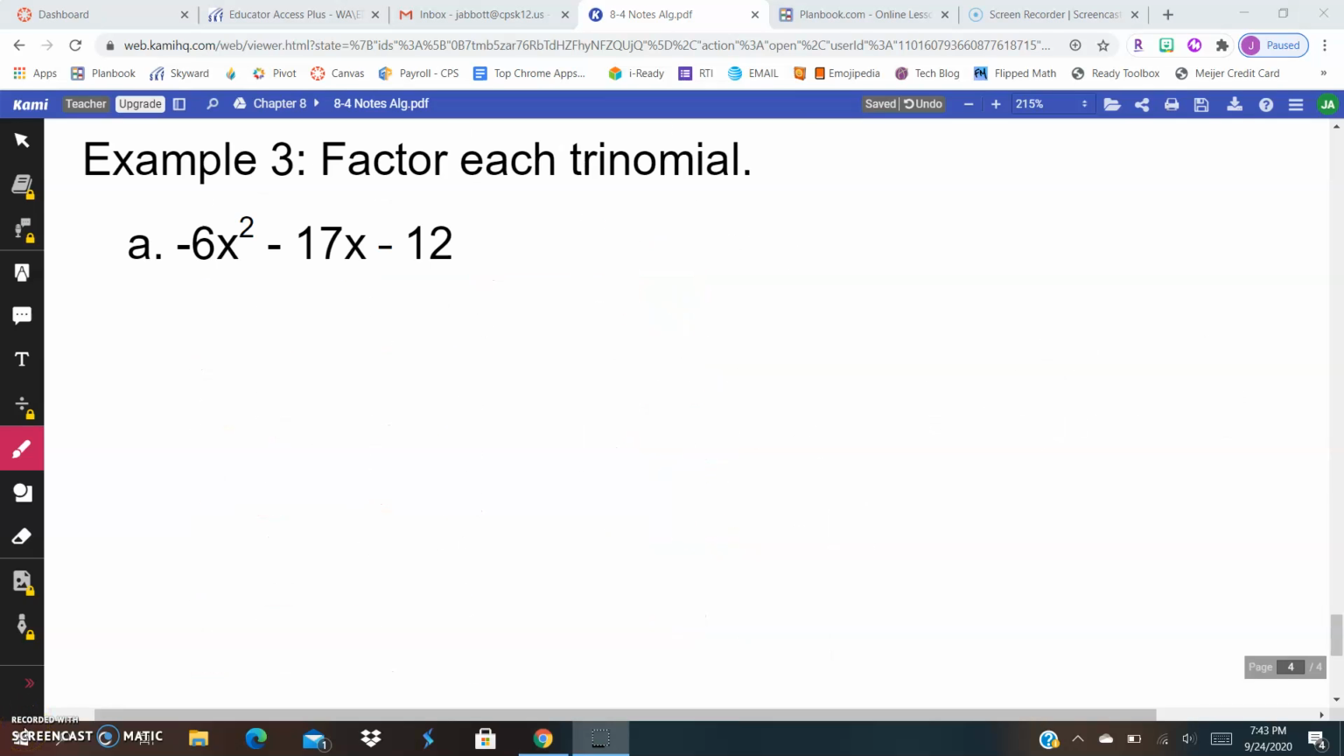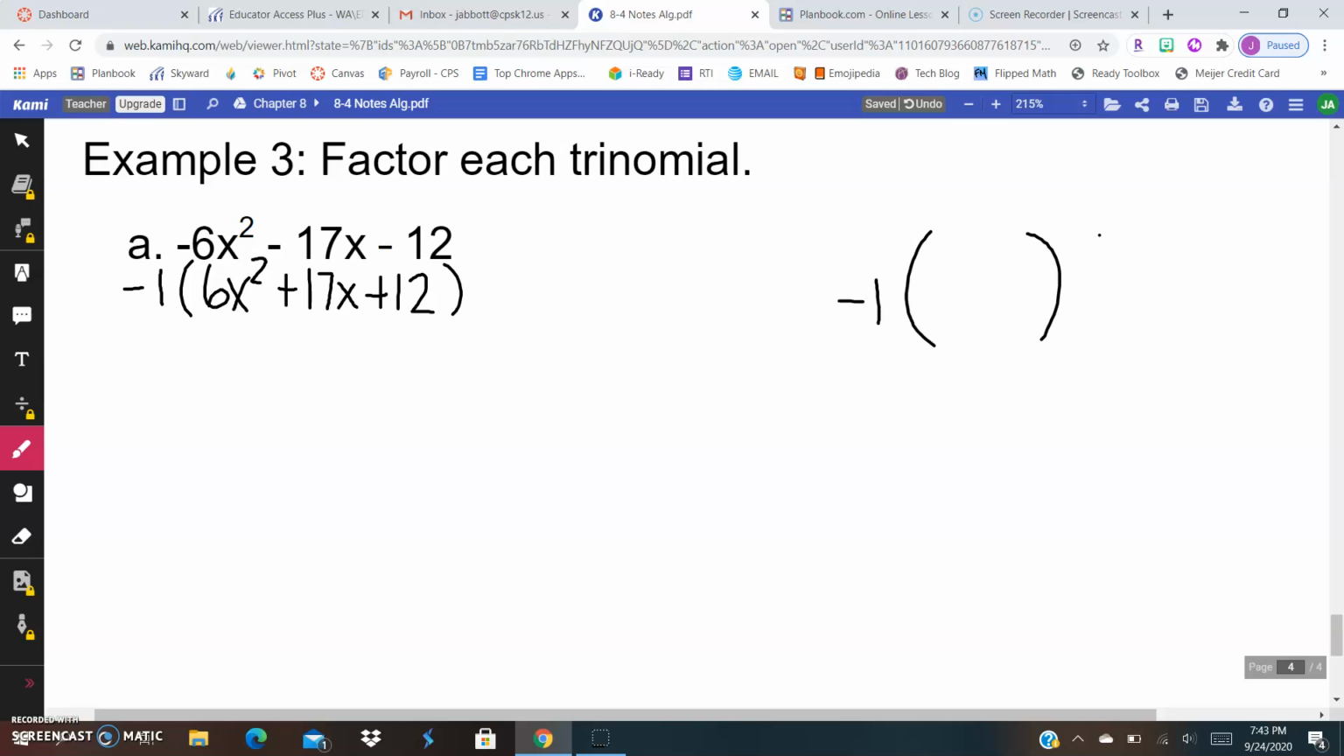One more thing I wanted to show you guys is that when our a value is negative, we have to take a negative 1 out. So we divide everything by a negative 1 because we need that a value to be positive for this to work. When I divide everything by a negative 1, everything becomes opposite. So these were all negative, now they're all positives. What that does for my answer is that I just know I have to put a negative 1 in front of my parentheses. And I make the same chart.